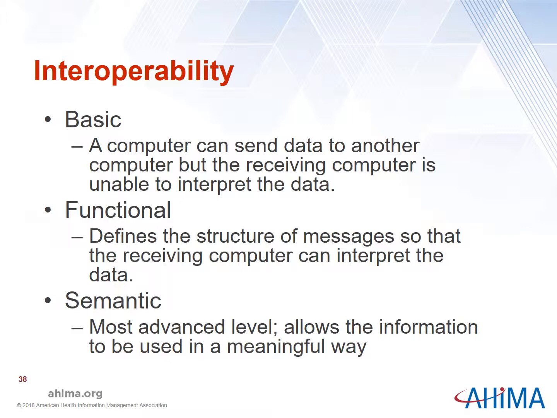Interoperability is divided into three levels: basic, functional, and semantic. With basic interoperability, a computer can send data to another computer, but the receiving computer is unable to interpret the data. Functional interoperability defines the structure of messages so that the receiving computer can interpret the data. The most advanced level, which is semantic, allows the information to be used in a meaningful way. Interoperability will require uniform standards for data capture, storage, and transmission.